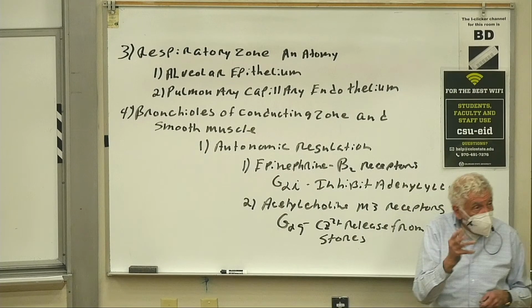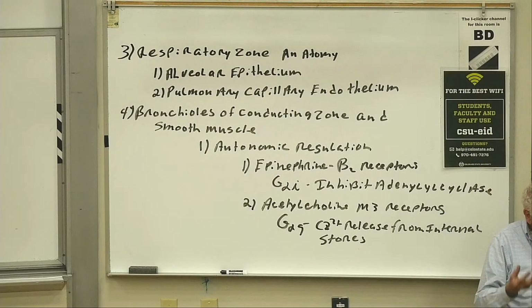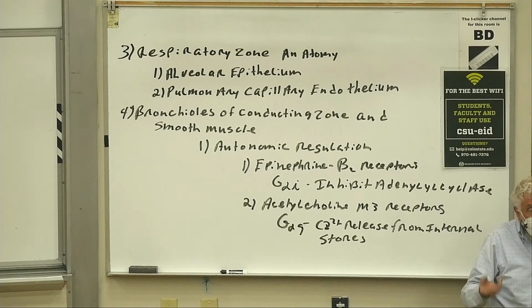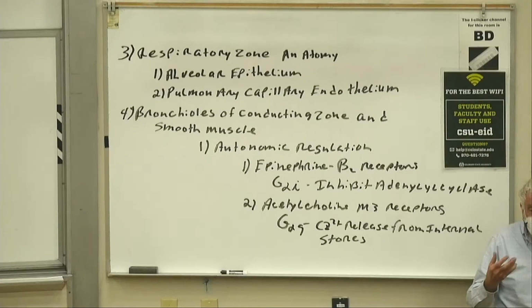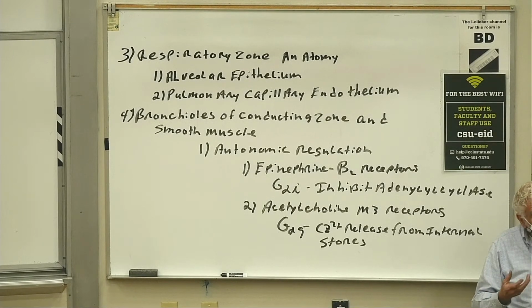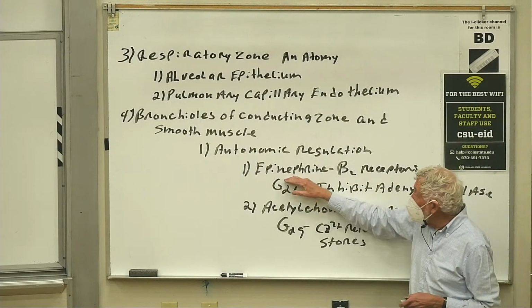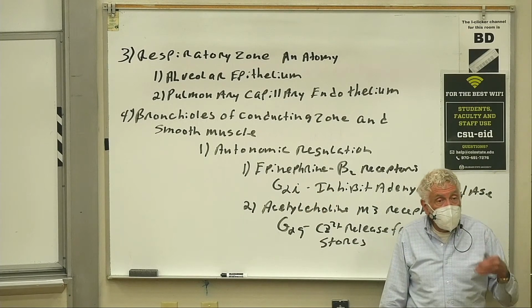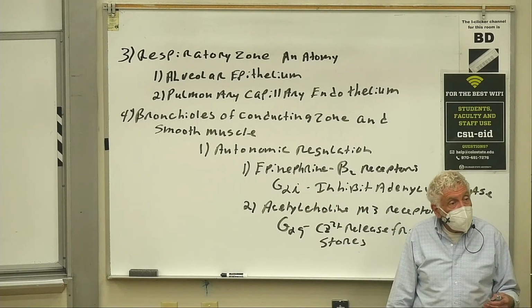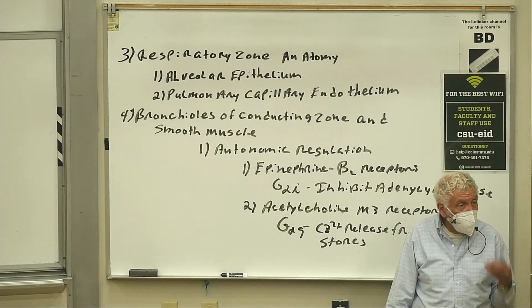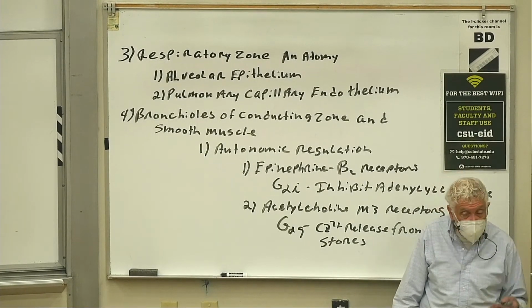Now, there's a subtle difference here. When we talk about norepinephrine, that's a proper neurotransmitter, released by the postganglionic sympathetic neuron. We don't have that kind of innervation in the lung. Instead, we rely on epinephrine, which is being released from the adrenal medulla. So in this case, rather than talking about a neurotransmitter, we're actually talking about a hormone being released from the adrenal medulla.